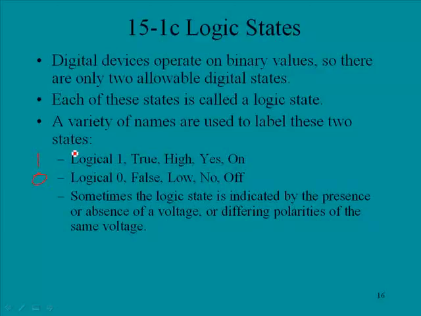And a logical one often is indicated by true, high, yes, on. Logical zero as false, low, or no, or off. And in the context of digital circuits, these are terms that are commonly used to reflect either a 0 or a 1. Sometimes the logic state is indicated by the presence or absence of a voltage or differing polarities of the same voltage. By far the most common is by the presence or absence of a voltage.